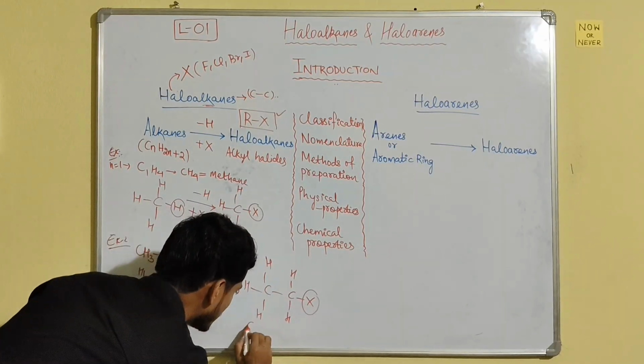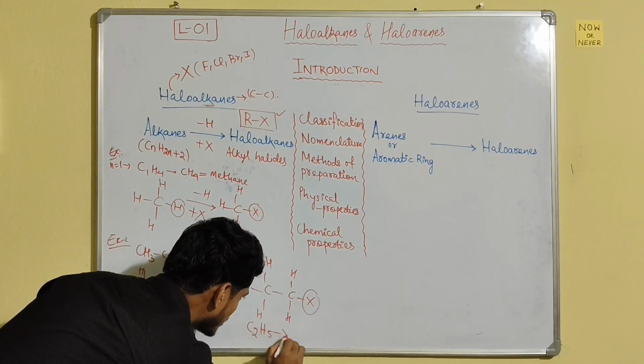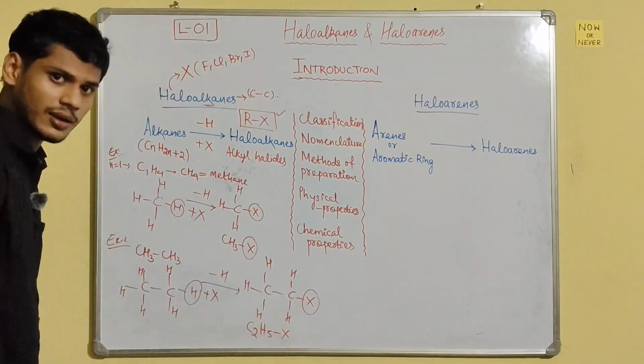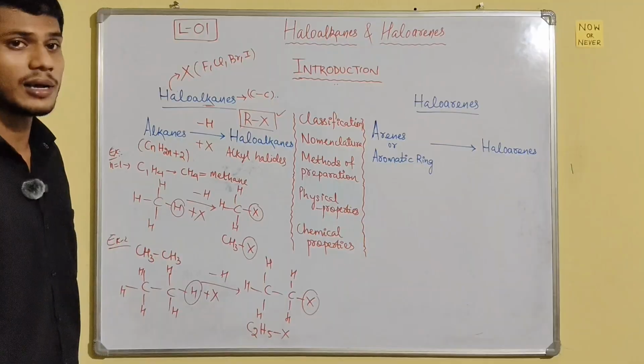Okay, so this is represented as C2H5X, or what is this? Ethyl halide. Okay, done. So this was our haloalkanes.